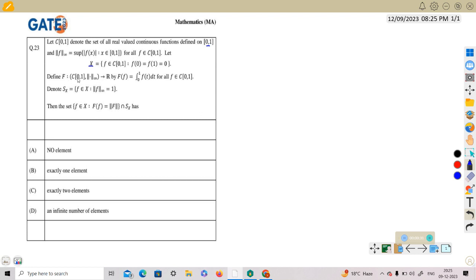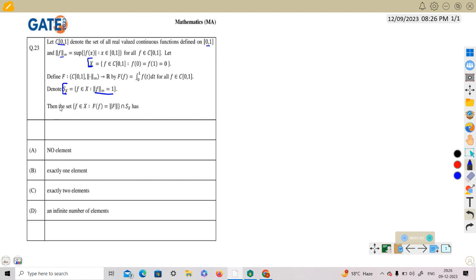Now we define a function F from C[0,1] with the infinity norm to R by F(f) is equal to the integral from 0 to 1 of f(t) dt for all f belonging to C[0,1]. Then we wrote another set S_X. So there are two sets here. First is X, then is S_X. S_X is defined as those f whose infinity norm is 1.